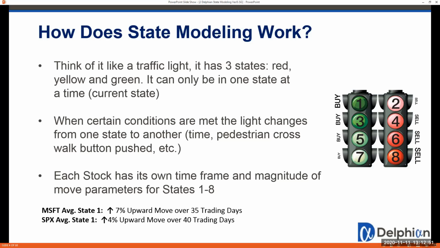You can see below Microsoft, this is an example from state modeling. Microsoft has an average state 1 move to the upside because state 1 is bullish, and it moves up 7% over 35 trading days on average. As for the SPX, when it's in state 1, again our most bullish state within state modeling, it will move up 4% over 40 trading days. So you can see there's a little bit of a difference between those two, but for some other symbols, you will see a bigger difference in the percentage and the average time frame within state modeling.